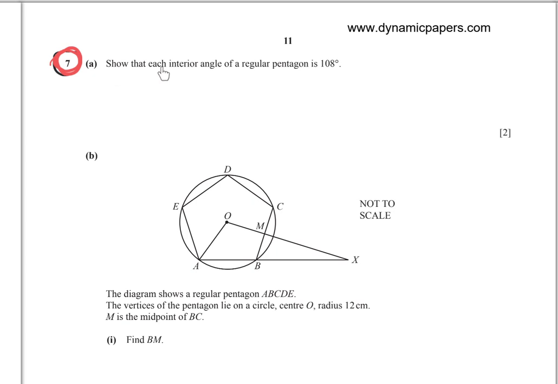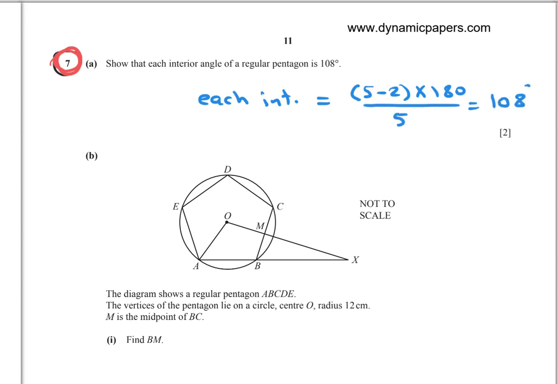7a: show that each interior angle of a regular pentagon is 108. For a regular polygon, to find each interior angle, we have the formula (n minus 2) times 180, divided by n. So 5 minus 2 times 180, divided by 5, equals 108.